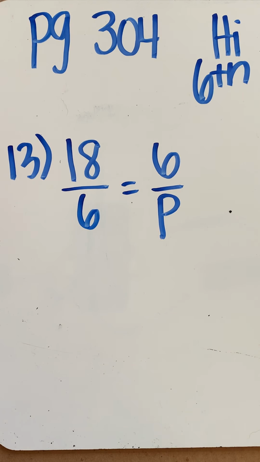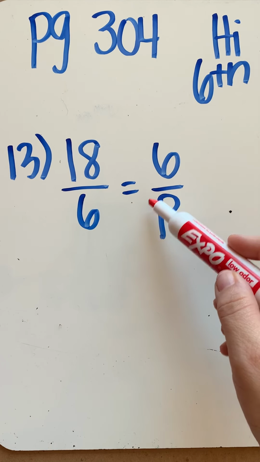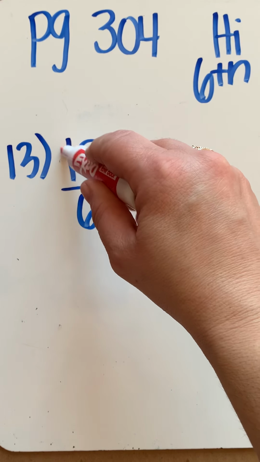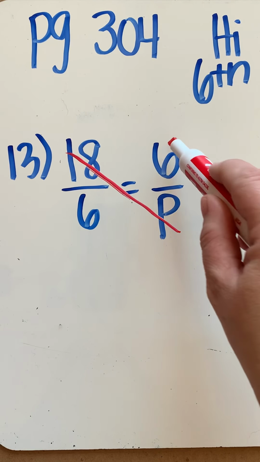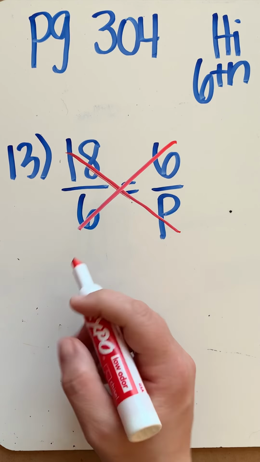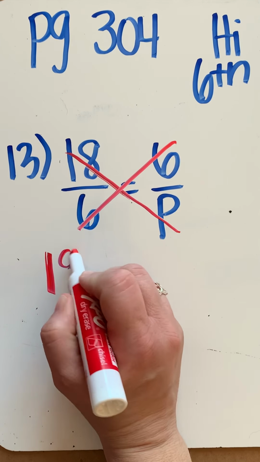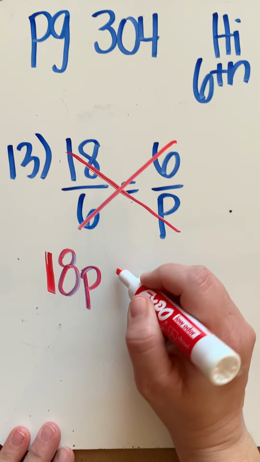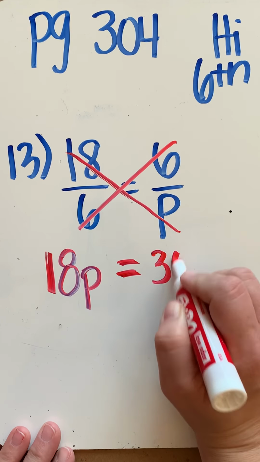Number 13 was 18 is to 6 as 6 is to p. Remember, that's how we read proportions technically. We are going to cross multiply, which means we're going to multiply our numbers diagonally and set them equal to each other. So I have 18 times p, which is 18p. It's purple now because I went through the blue. And then 6 times 6 is 36.